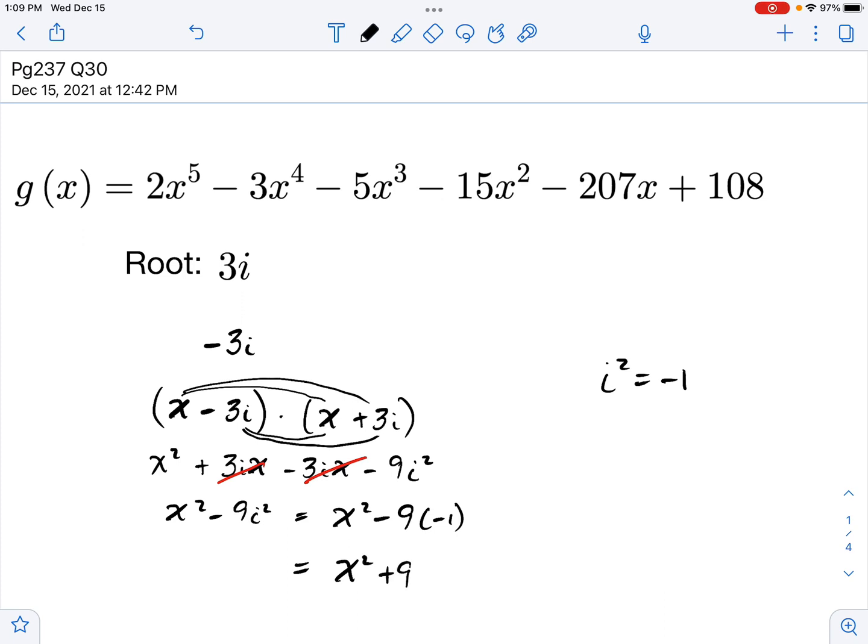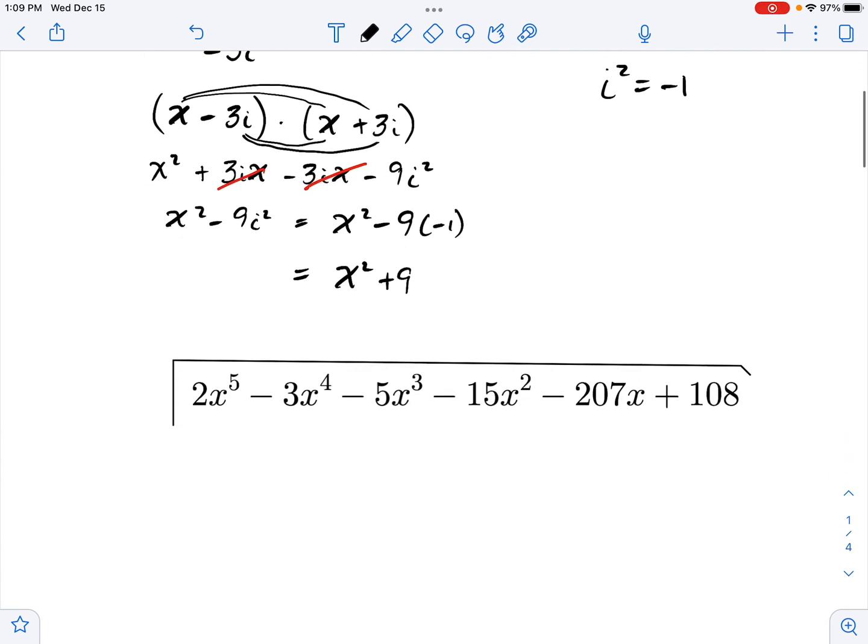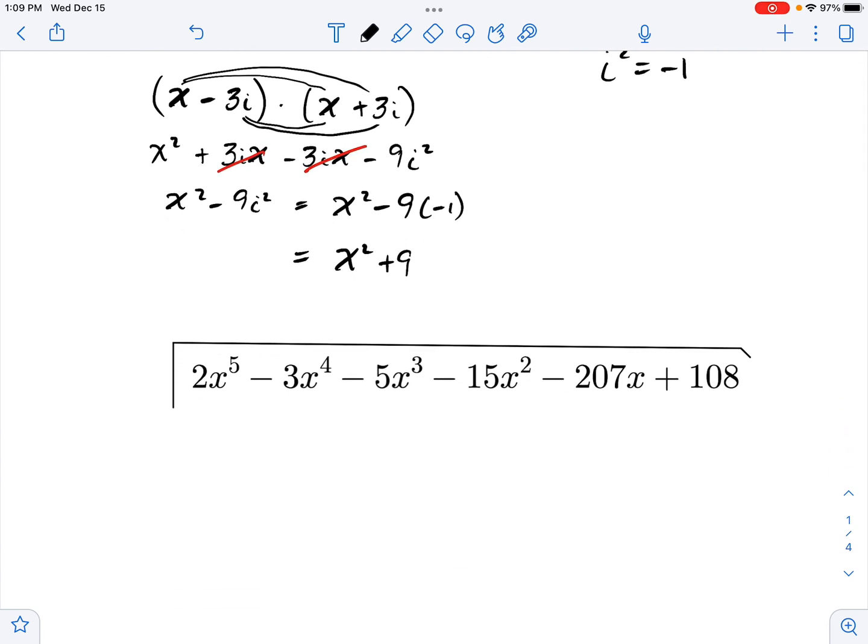And so I have the quadratic x squared plus 9. That is a factor of my polynomial. So what I'm going to do is divide that in. X squared plus 9, I have this right here. I'm going to divide this into my polynomial. So I have x squared plus 9, dividing this in. All right. How many times does x squared go into 2x to the 5? 2x cubed times. 2x cubed times x squared is 2x to the 5. And 2x cubed times 9 is 18x cubed.